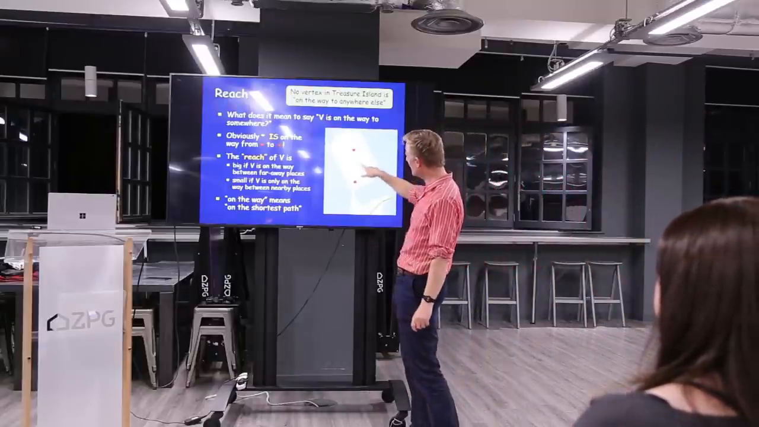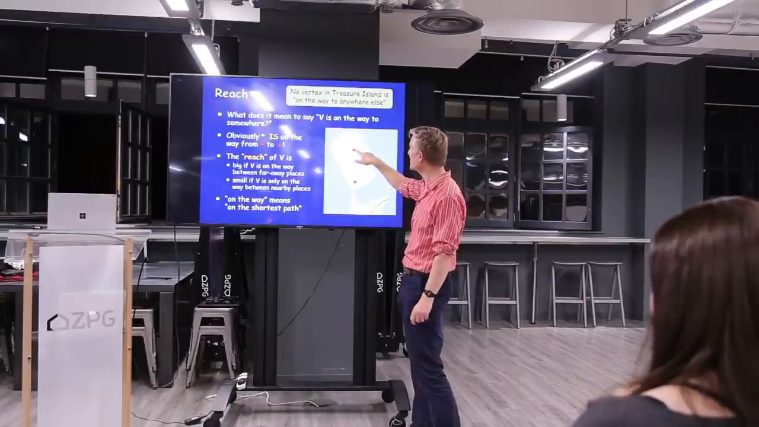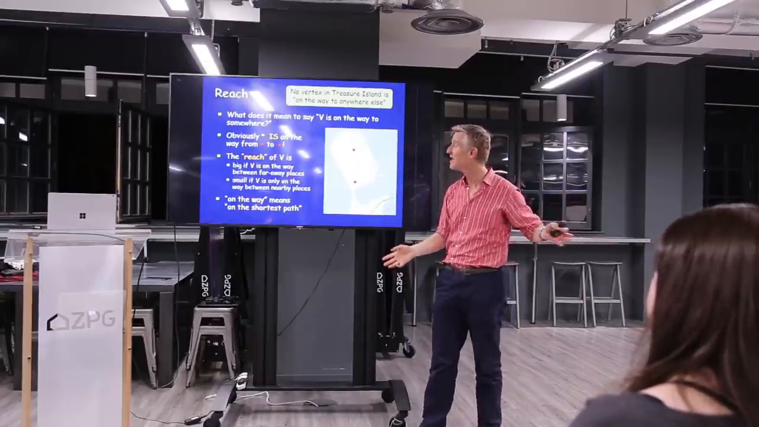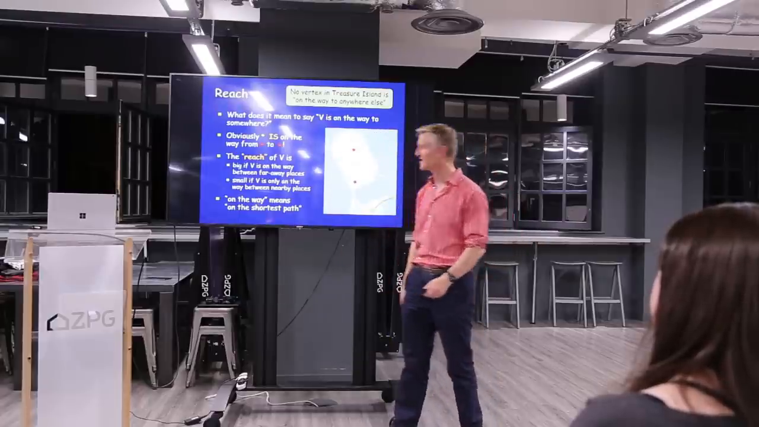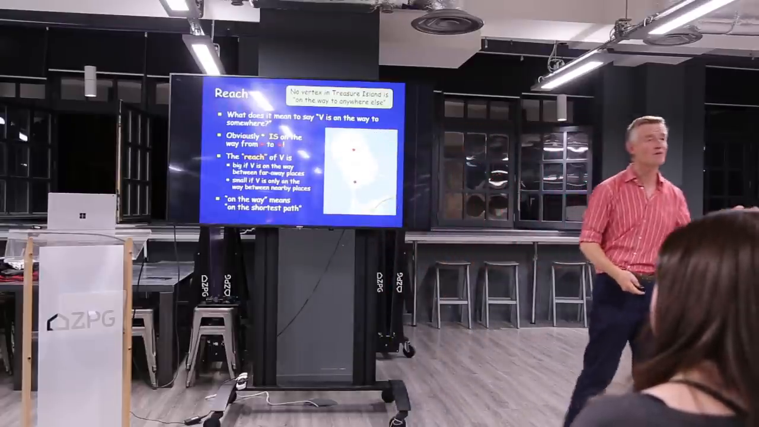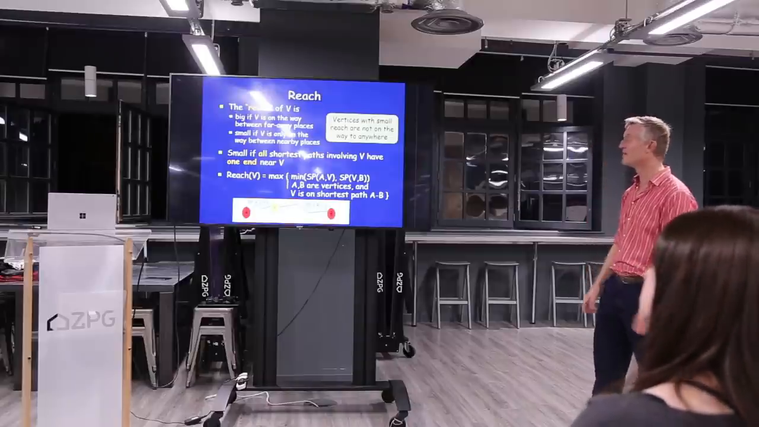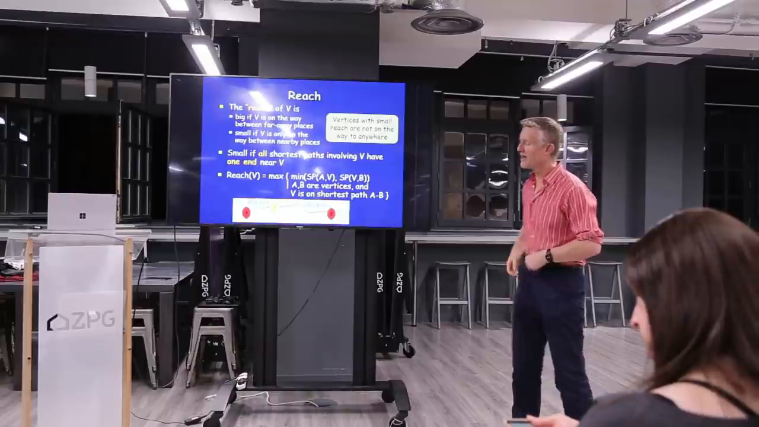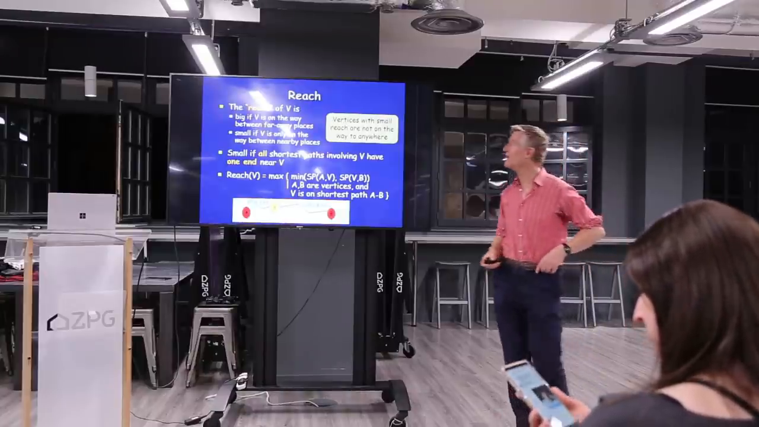That doesn't mean it might not be on the way between somewhere close. If this was your A and this was your B, that is on the way between them. So it's not that it's not on the way to anywhere, it's just not on the way of distant places. And on the way means on the shortest path. So how might I express that more formally?